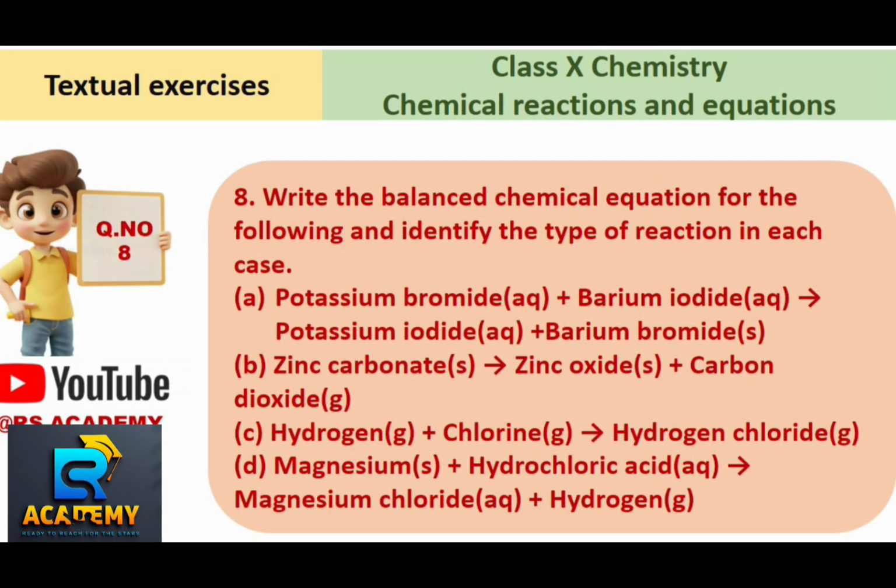Question number 8. Write the balanced chemical equations for the following reactions and identify the type of reaction in each case. A. Potassium bromide plus barium iodide gives potassium iodide and barium bromide. B. Zinc carbonate on heating gives zinc oxide plus carbon dioxide. C. Hydrogen reacts with chlorine to give hydrogen chloride. D. Magnesium reacts with hydrochloric acid to give magnesium chloride and hydrogen gas.